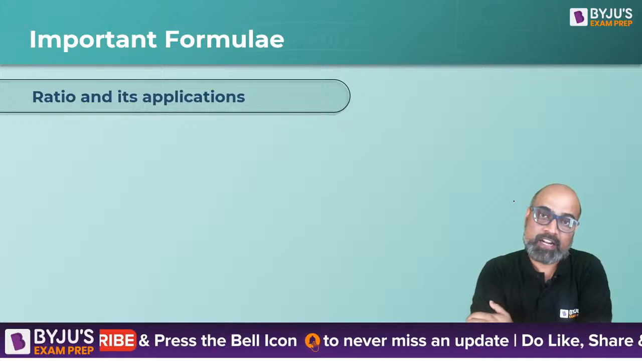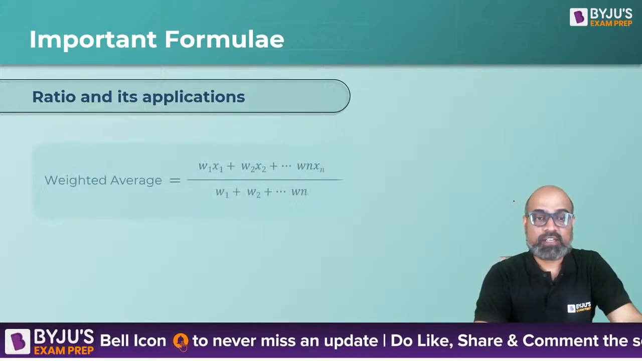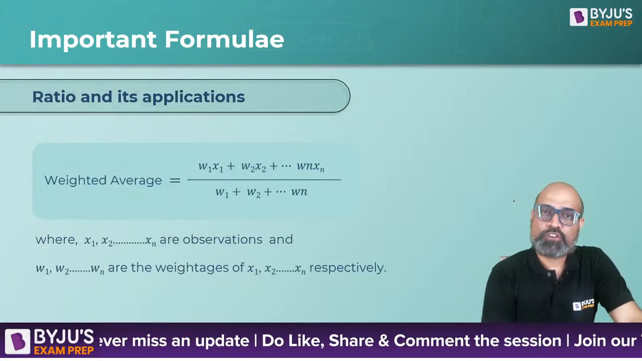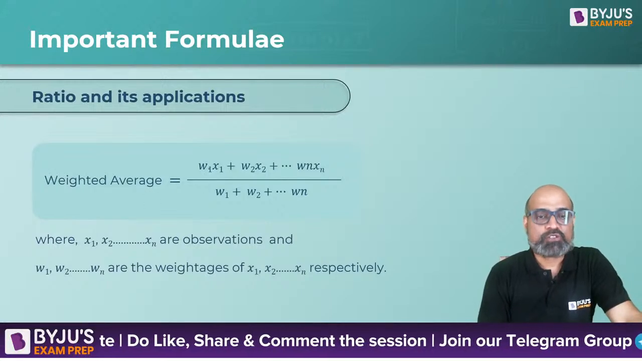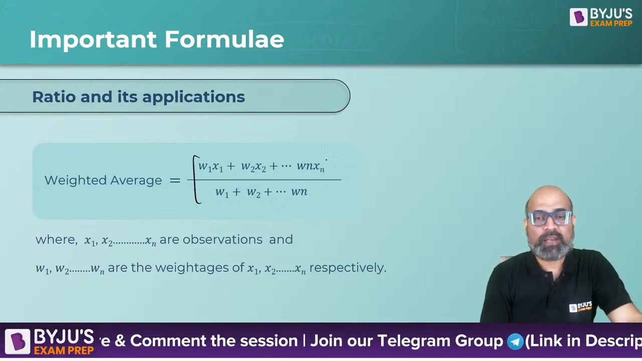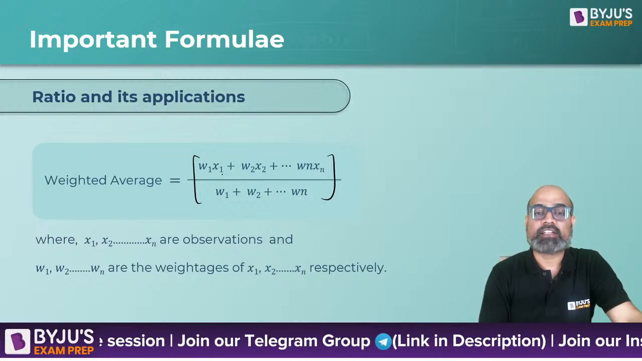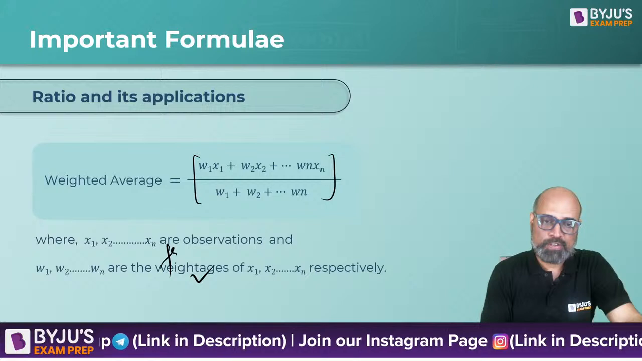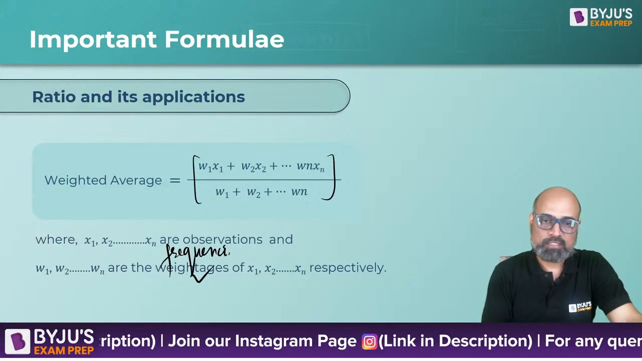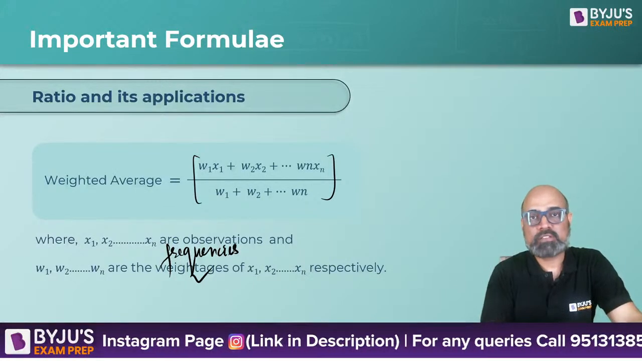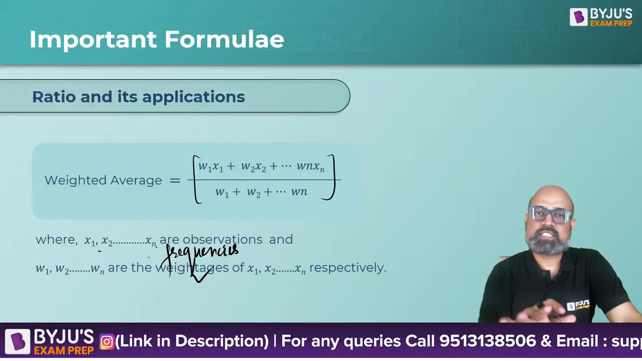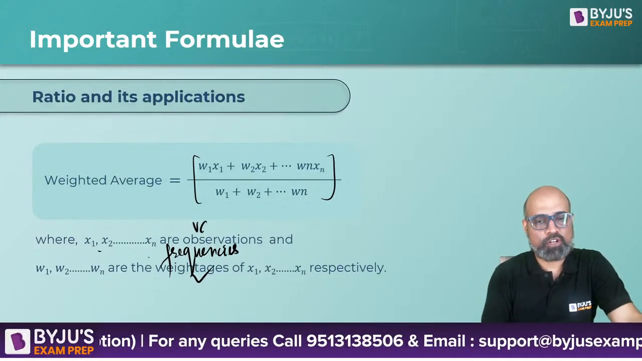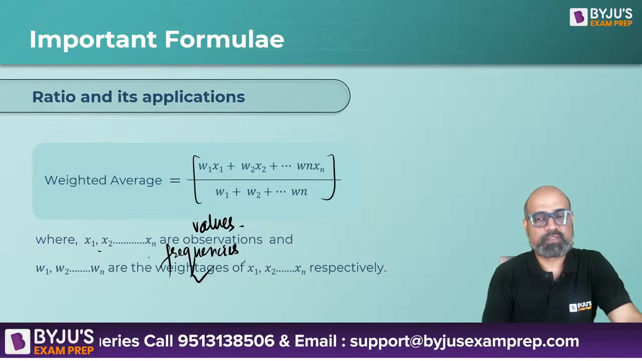Now, the next part is ratio and its applications. So average or weighted average, okay. That's given by the formula where you multiply the values with their weights. Here W1, W2 and so on are called the weights, also known as the frequencies, the number of times a value appears. And X1, X2, Xn are called observations, or you can call them values, right?